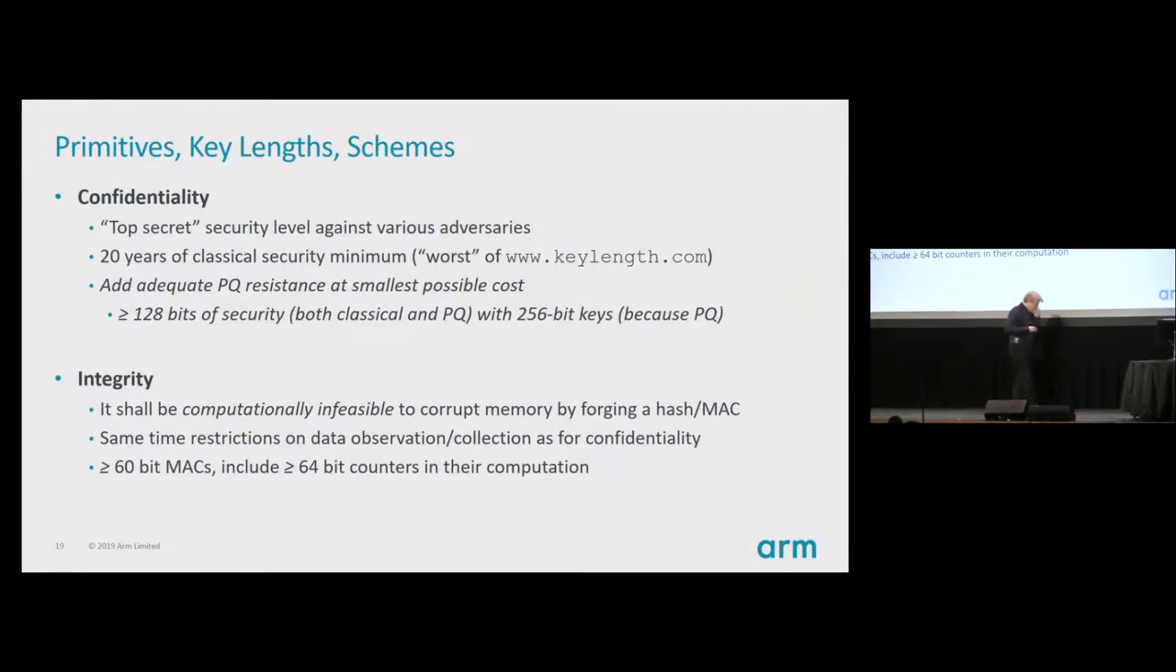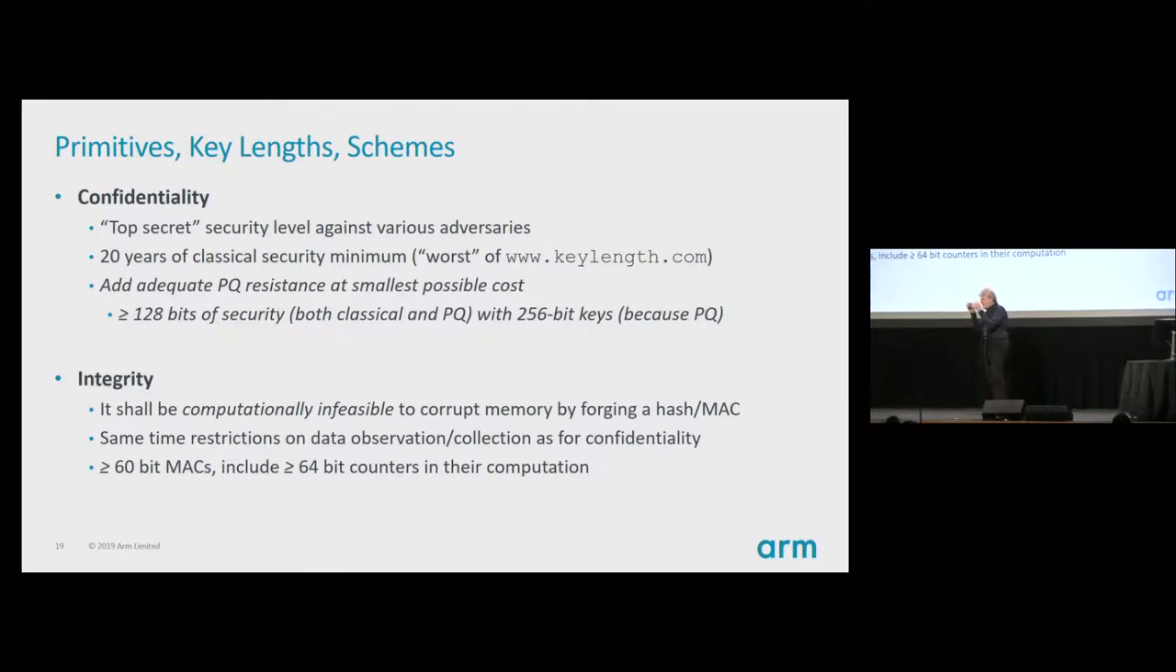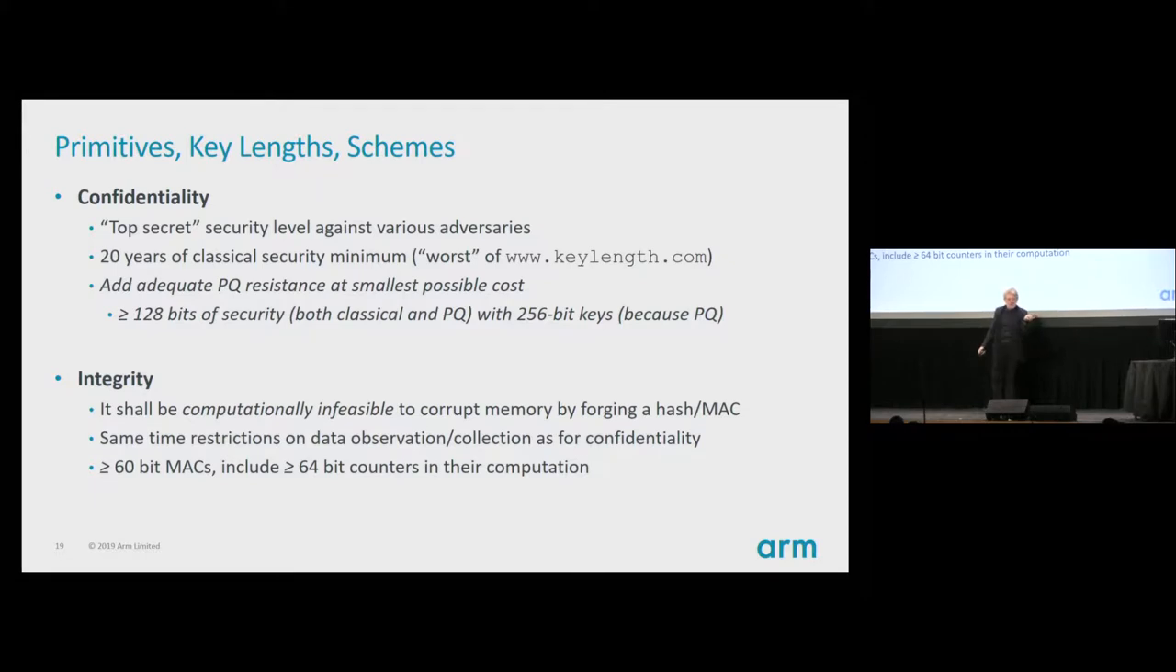So let's start. The first thing was to collect requirements. So we had to consider confidentiality. And for this, we want top secret security level against various types of adversaries. Why? You say, well, you have live things, you have things in memory and things at rest. The second one needs a better protection, which is wrong, because an attacker will always try to take the lowest hanging fruit. So if you're using a weaker cryptographic protection to store some important data while it is in memory, then you grab it from the memory and not from the disk.